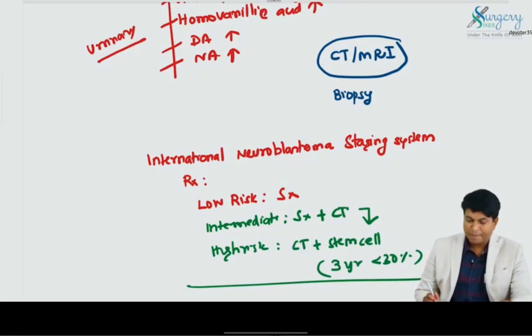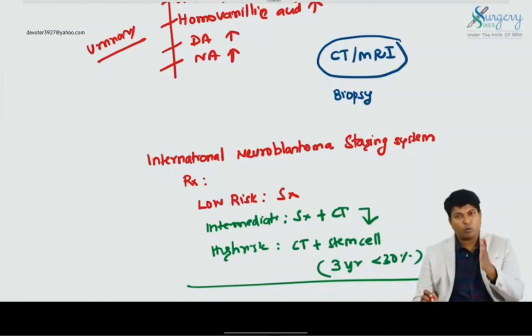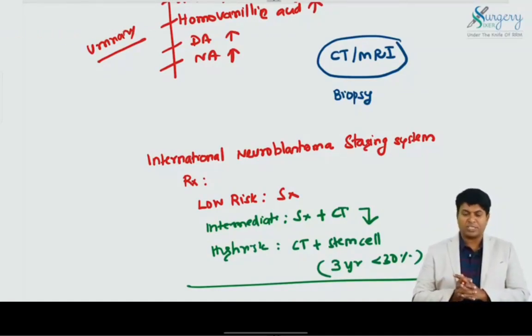So please remember neuroblastoma for your exam. It is one of the important topics. It's one of the pediatric tumors common in the age group of 1 to 5 years, and the most common tumor in less than 1 year is neuroblastoma. Please don't forget. The International Neuroblastoma Staging System is not asked in exams, so I'm not going into it.